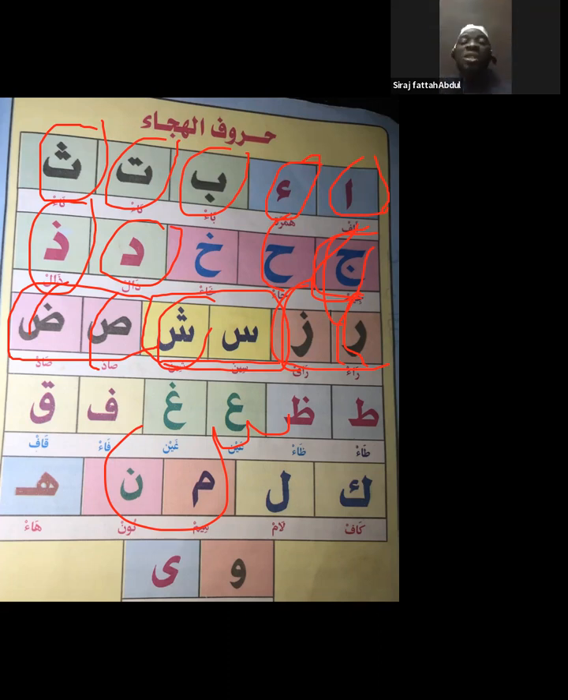Then the next one is the letter Ta. This is Ta, and this is Dha. They both look like this. The first one has no dot. That is Ta. While the second one has a dot here, and that is Dha.